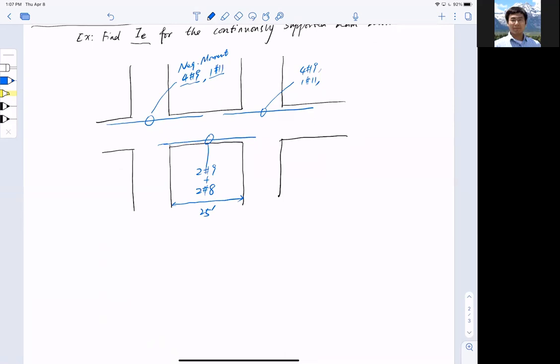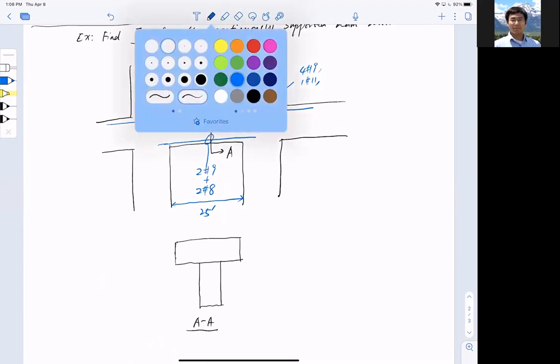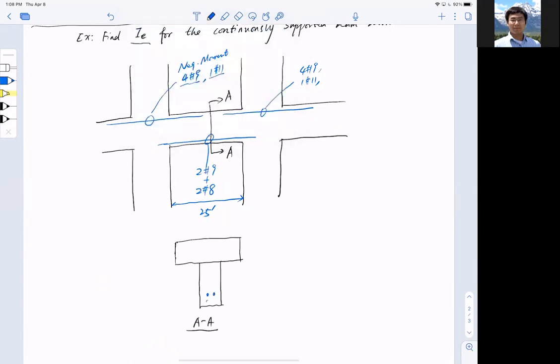Now if I draw a cut and I want to take a look at the middle span, let me call this AA, indicating a cut. What I see here is actually a section, let me just draw here, a T-beam. This is very important. This is a T-beam. For this T-beam cross section, I have 2 number 9 and 2 number 8: top layer 2 number 8, bottom layer 2 number 9.